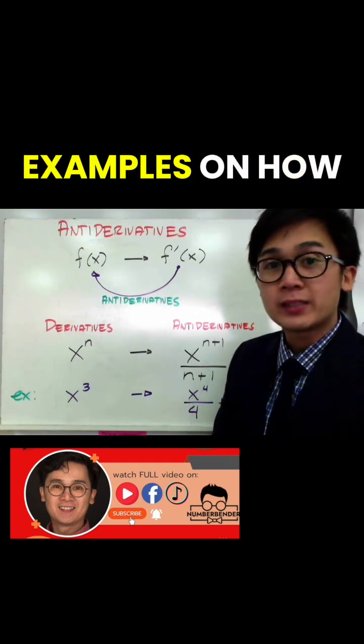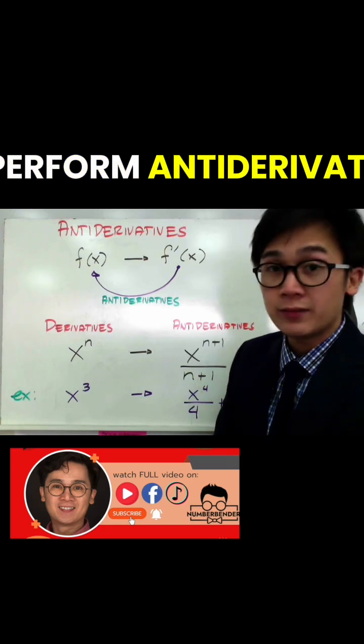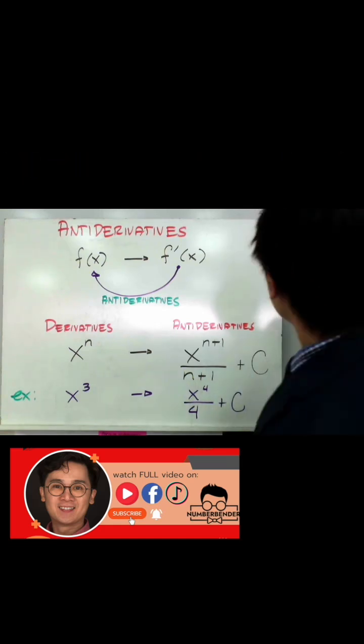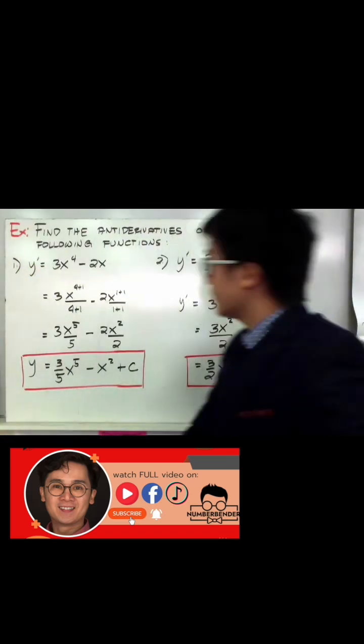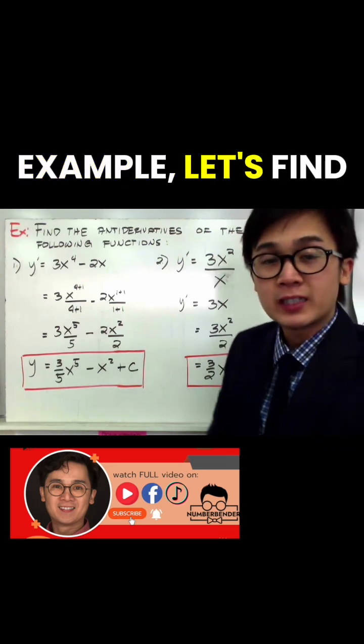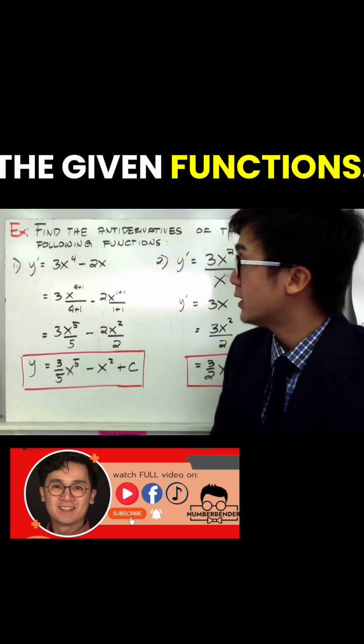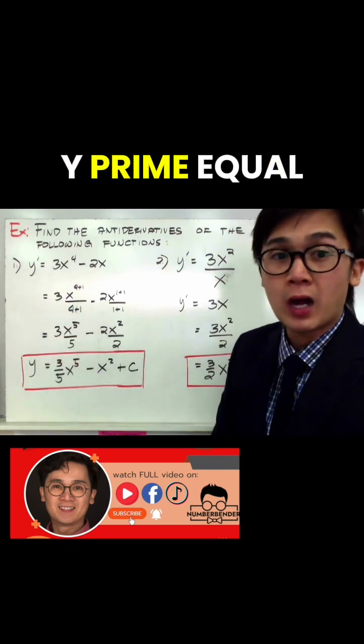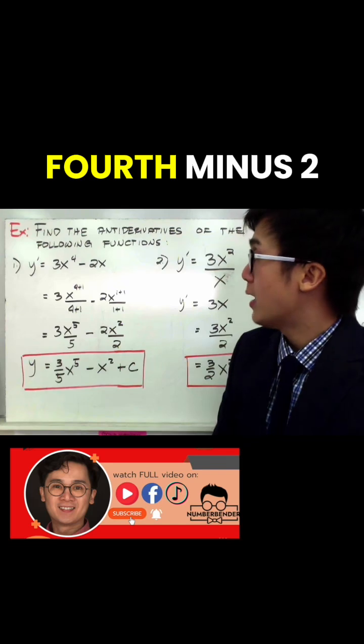Now let's have more examples on how we perform antiderivatives on given functions. So in our example, let's find the antiderivative of the given functions. For number 1, we have y prime equal to 3x to the fourth minus 2x.